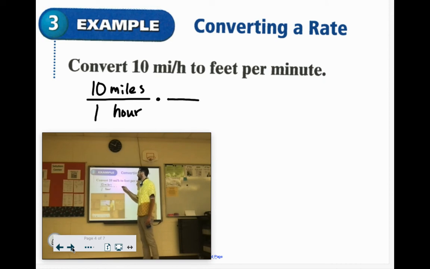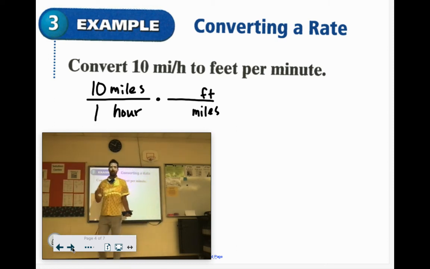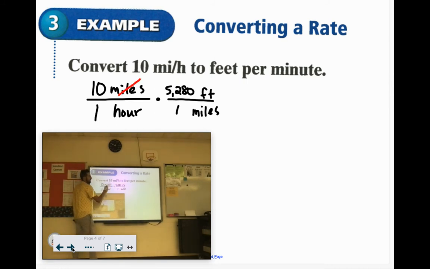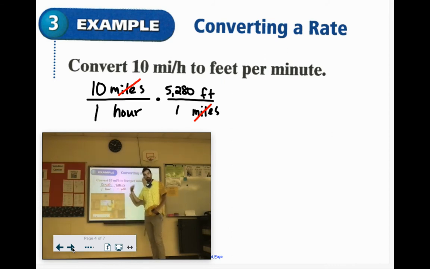If I'm trying to get rid of miles, and it doesn't matter which one we get rid of first, it's in the numerator up here. So if I'm trying to cancel out miles, I'm going to put it in the denominator. We're trying to go to feet. I don't expect you to memorize how many feet are in 1 mile, but 1 mile is 5,280 feet. So check out what happens. We can cancel out the units then. We'll cancel out miles for miles. Our only unit up top is feet, and on the bottom is hours. So we're in feet per hour right now.